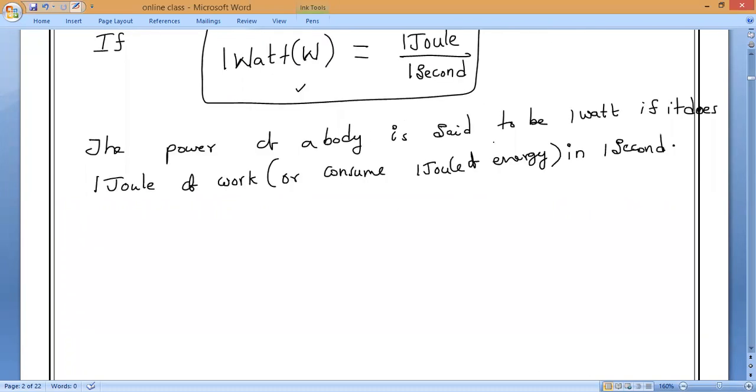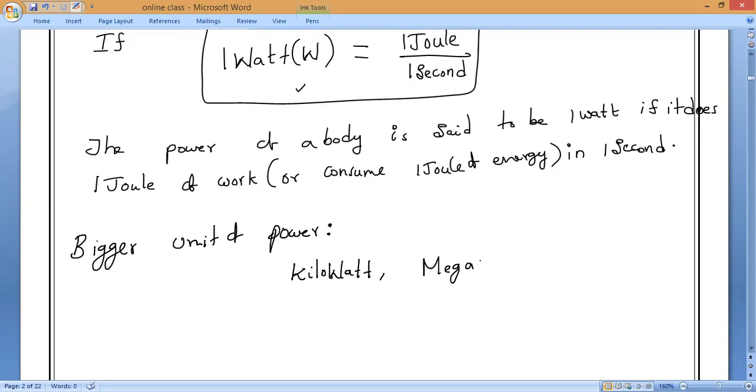Now, bigger units of power, all of you keep writing. Bigger units of power. Okay. First one, kilowatt. Next, megawatt and gigawatt. So these are the bigger units of power. Okay, so let us write the relation.